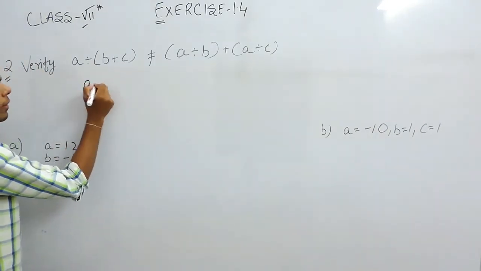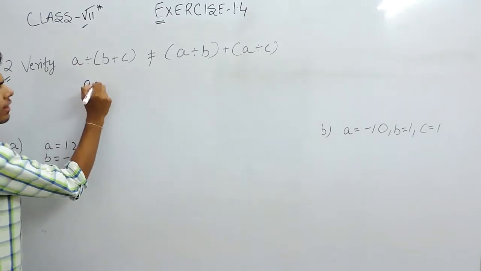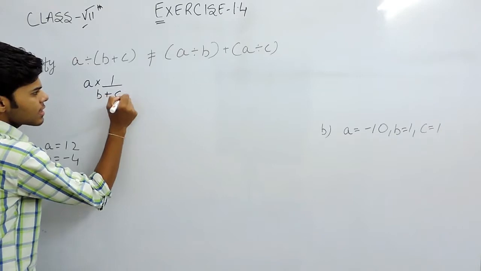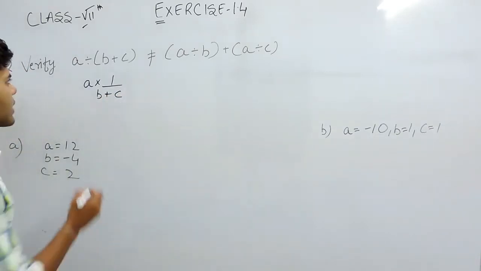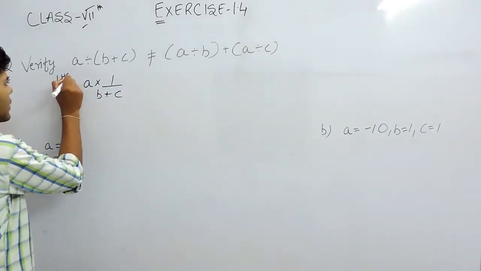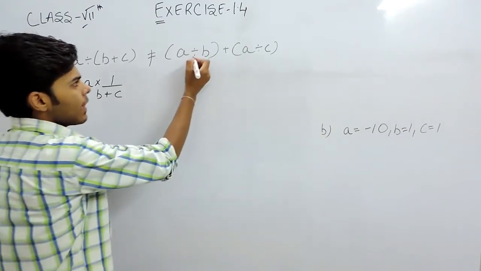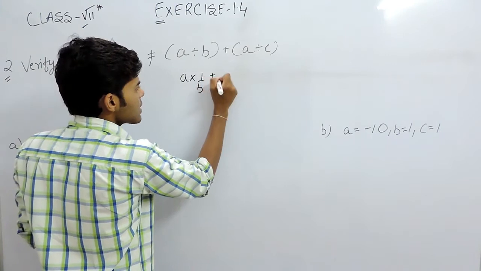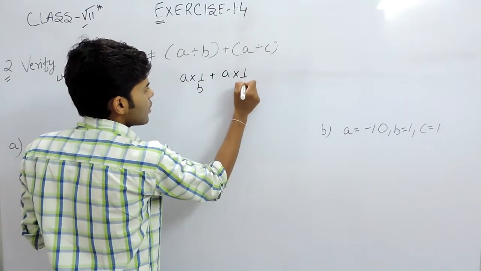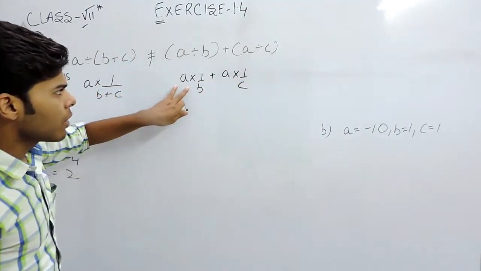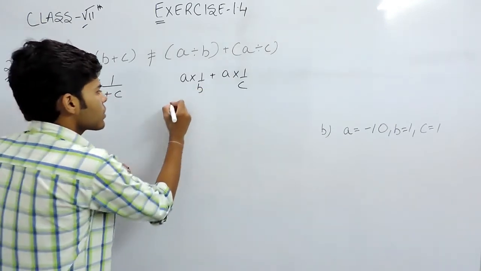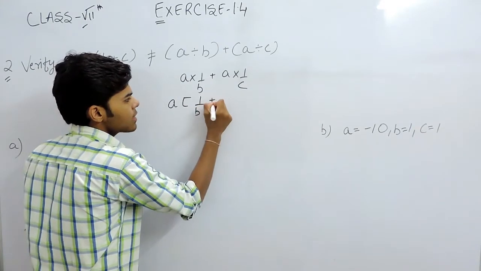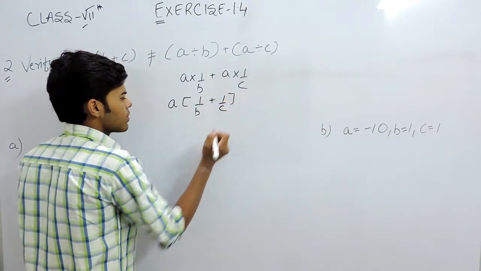As I told you, a will be copied as it is. It isn't divided. We can write this like 1 upon b plus c. This is our left hand side, a upon b plus c. The right hand side we can write like a multiplied with 1 upon b plus a multiplied with 1 upon c. Now a is common, you can take a common outside. Inside there remains 1 upon b plus 1 upon c.